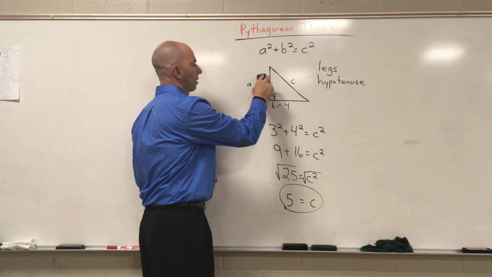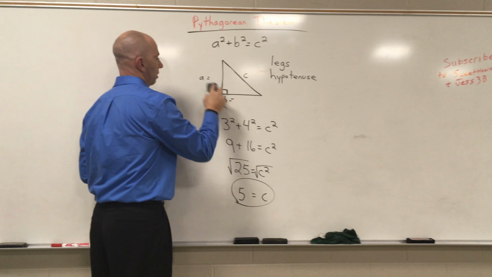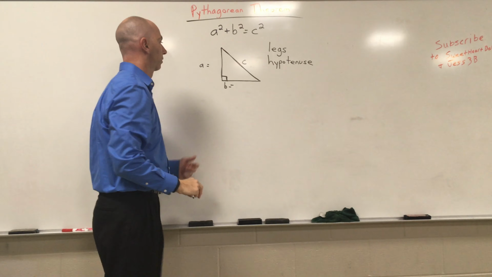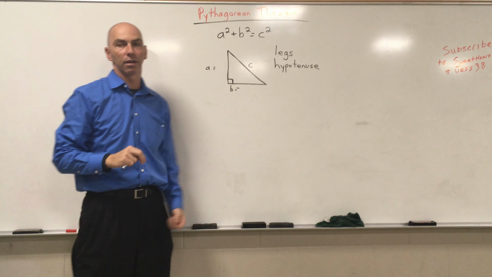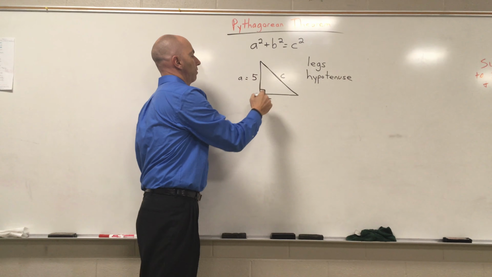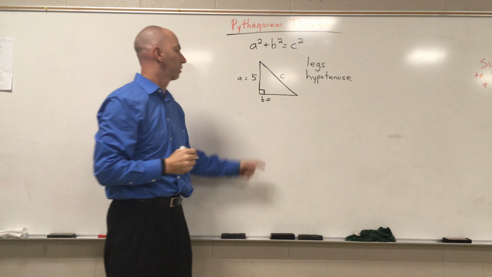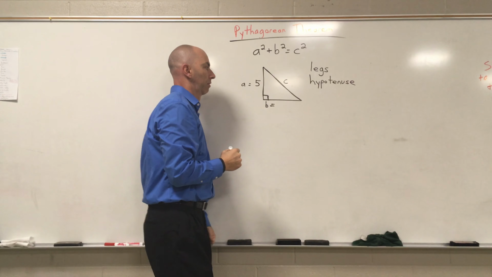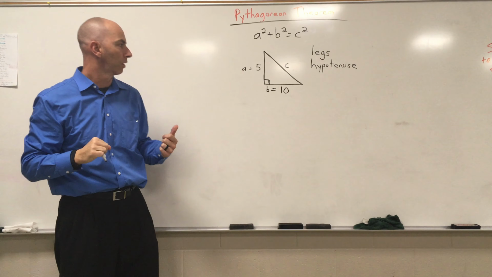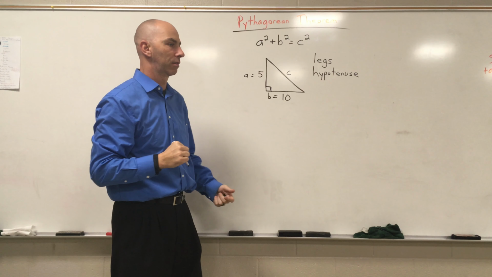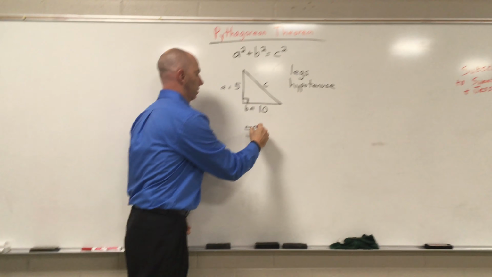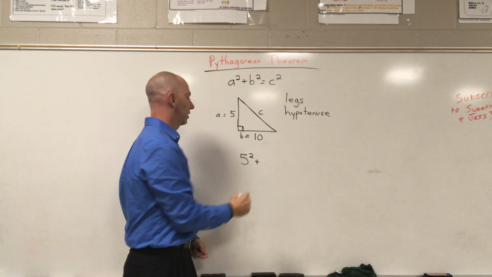All right, let's change the numbers up. Jenna, give me a side length for A. 5. Parker, give me a side length for B. 7. Okay, now let's find out what C is. So, plugging in, A is 5, B is 10.